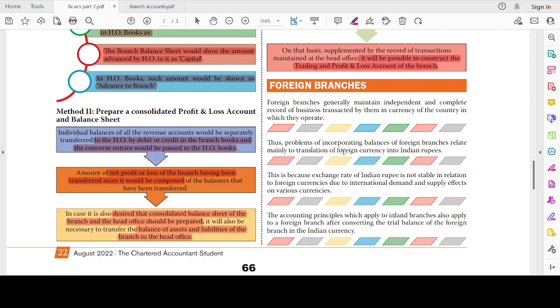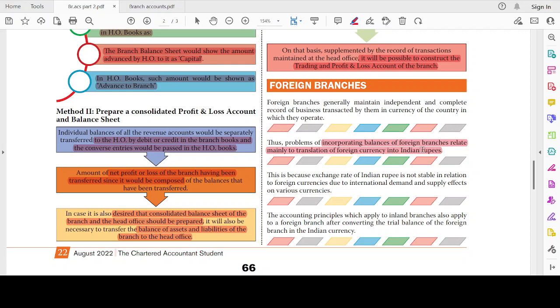Thus, the problem of incorporating foreign balances of foreign branches relates mainly to the translation into Indian rupees. We have to translate all the records that are made. Is it possible to maintain our records in USD and submit it to the government? No, we have to maintain in INR, right? Likewise, for a company in China, they have to maintain in yen, and at the end of the year, for the purpose of consolidation, we have to bring that branch to the head office. In that case, there will be a problem of conversion of foreign currency. Other than the reconciliation issue, we now also have an issue of conversion.